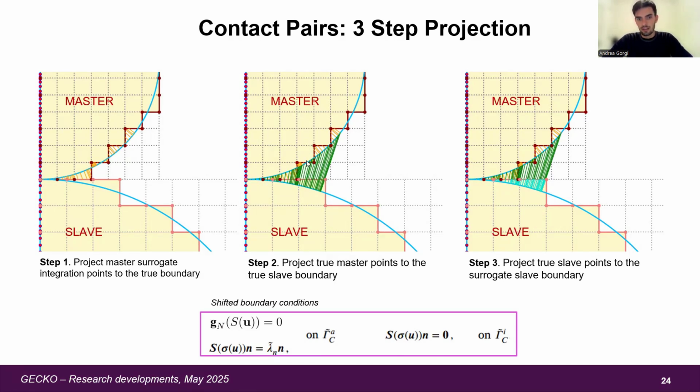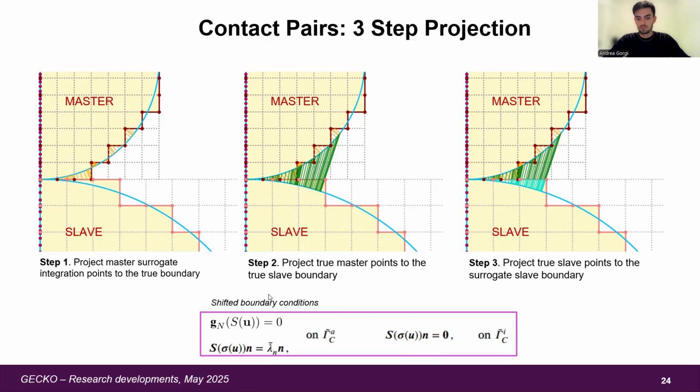Then we will find the closest point on the true boundary of the other object that we will call slave domain, and that will be eventually put in contact with the first one, and finally project again the values of the stresses and displacements from the true boundary of the second domain to the surrogate boundary of that second domain. Finally, we will impose the boundary conditions, always following the same concept of the shifted boundary method by means of shift operators based on Taylor expansion.